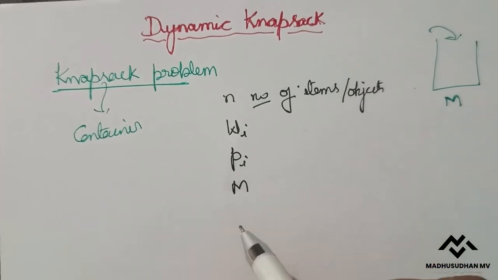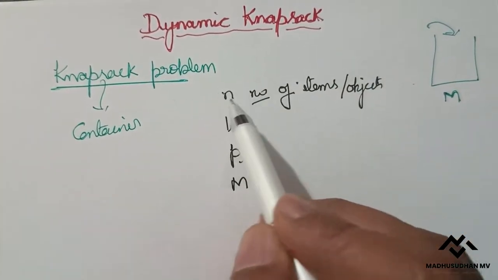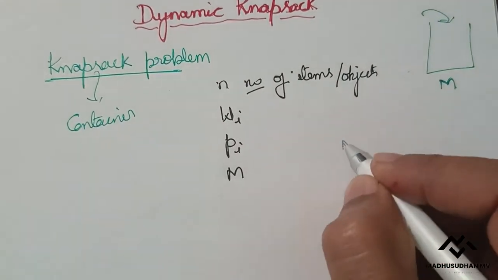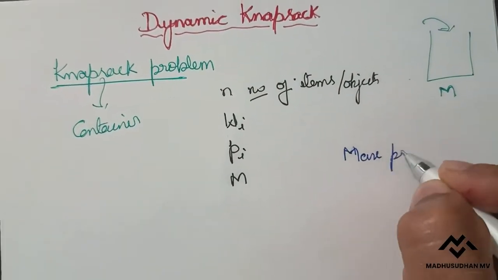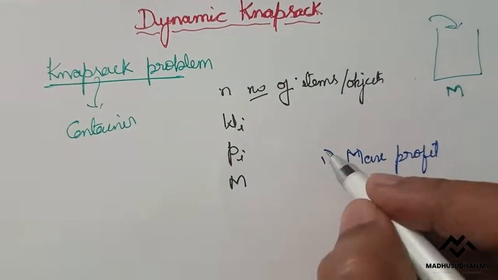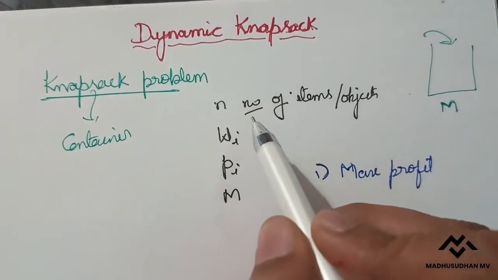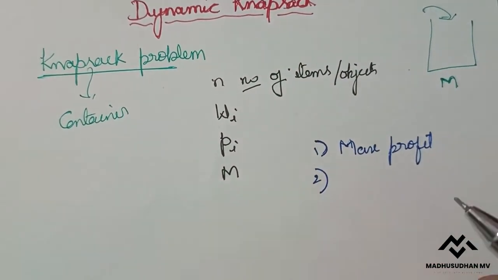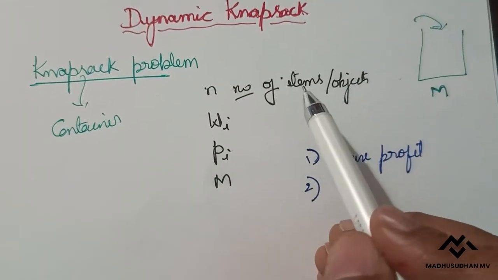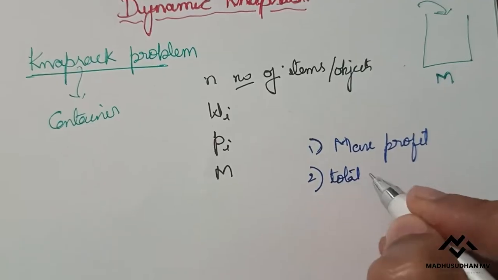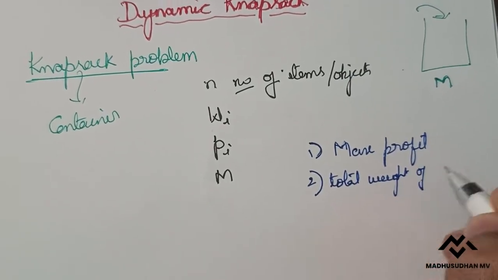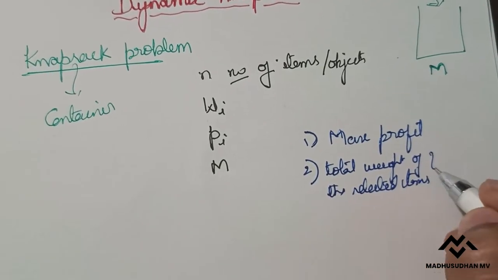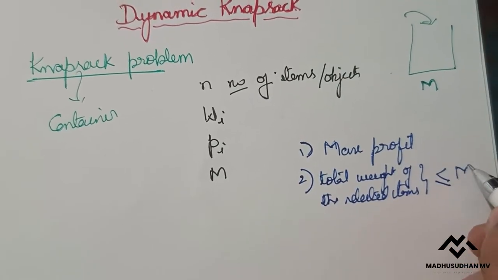Now what we need to do is, out of these n number of items, select a few items in such a way that we get maximum profit. This is the first condition. The second condition is that the total weight of the selected items should be less than or equal to our knapsack capacity.